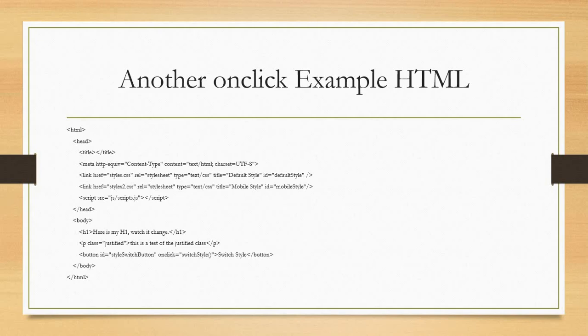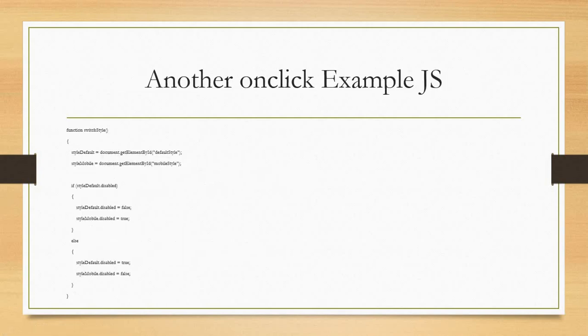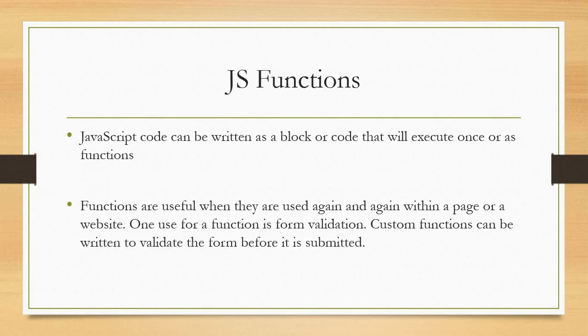Here's another onclick example in HTML. You will again notice that we are using an external reference to our JavaScript file. And again, here would be the JavaScript file itself with an if and else statement right within the function, similar to Java programming. It's generally written as a block of code that will execute once the function is referenced.